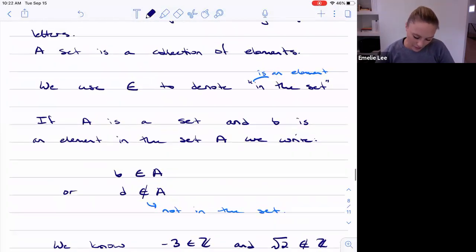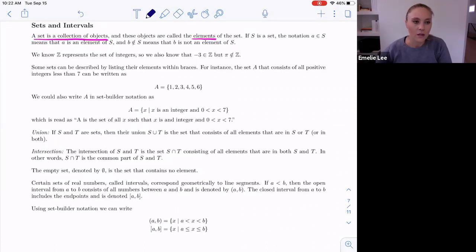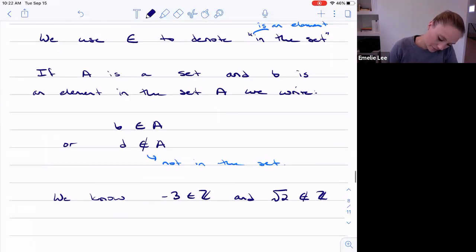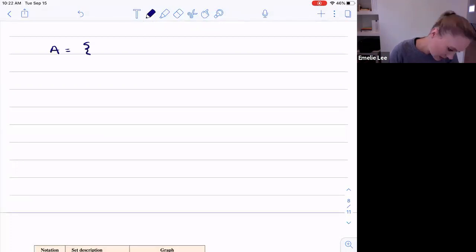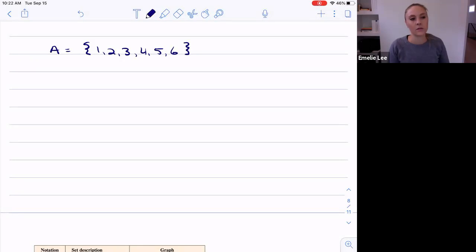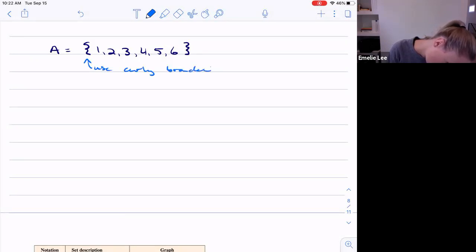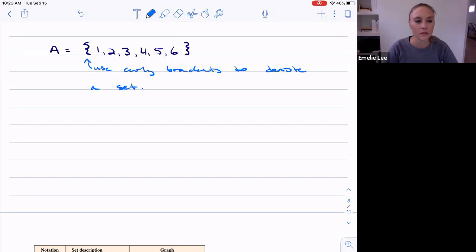So in the notes that I gave you, often we'll list sets in curly brackets. It's called the roster method, where you just tell the person you're talking to mathematically exactly what's in the set. And so here, if A is the set 1, 2, 3, 4, 5, 6, use curly brackets to denote a set.